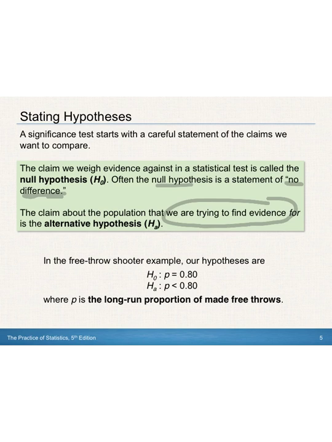In our free throw shooter example, our null hypothesis, which has this H sub O, is that the proportion of my free throw shooting is 80%. And you probably think that I'm bragging, so you're going to say the alternative hypothesis is that the proportion of my free throw shooting is less than 80%.